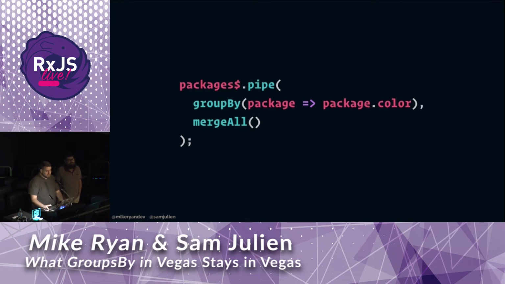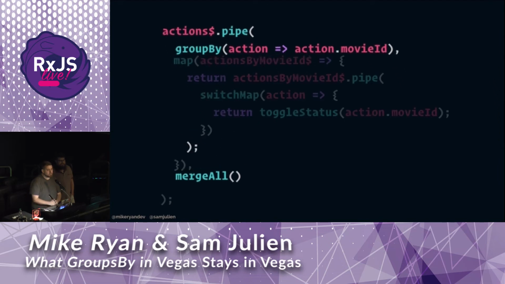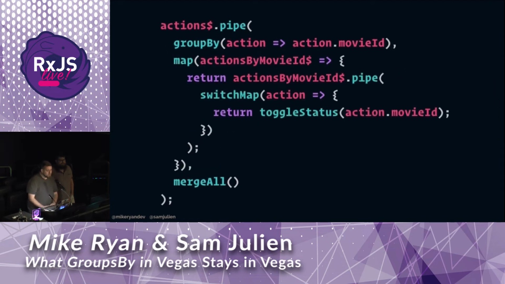So let's take our action stream, and let's start grouping our actions based on the movie ID. So now we have a higher order observable, where each inner observable is one for each movie in the UI. I need to flatten it out, but before I flatten it out, I can do some work on each of those individual observables. So here I'm going to use the map operator, and I'm going to take those grouped observables, those inner observables, and apply some work to them.